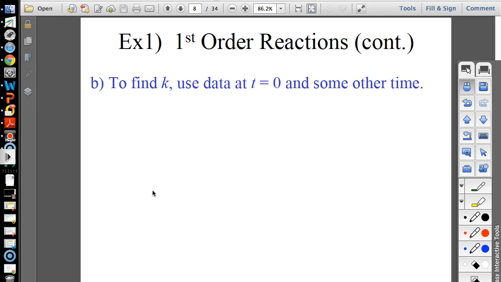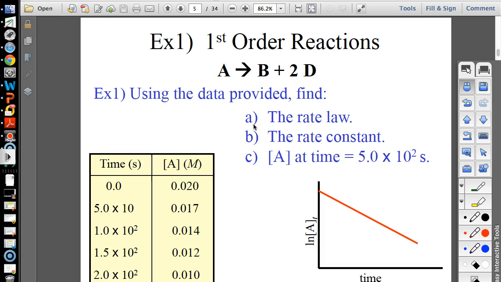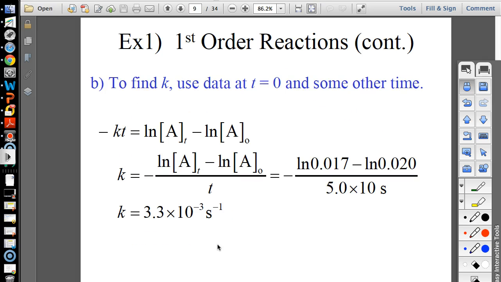If we're going to find K, we're about to use that formula that's on your formula sheet. And they're using T0 and some other time. You can go back to this chart right here, and you can pick 0 seconds and 50 seconds, 100 seconds. It doesn't matter. You can pick any of them, because it's a straight line, right? So it doesn't matter.